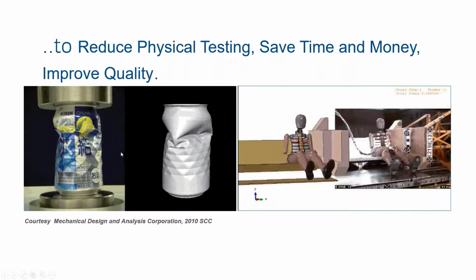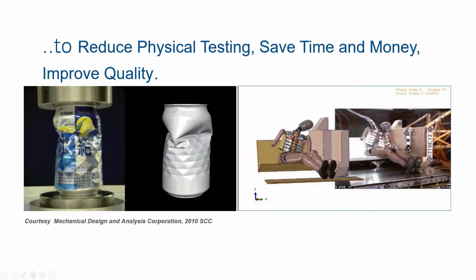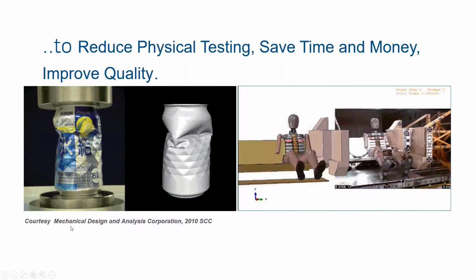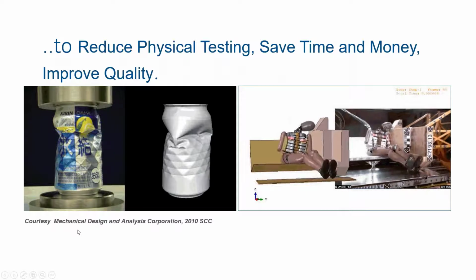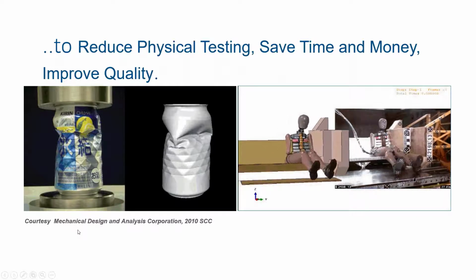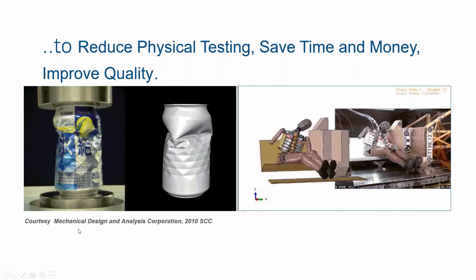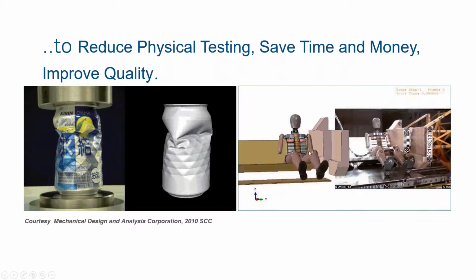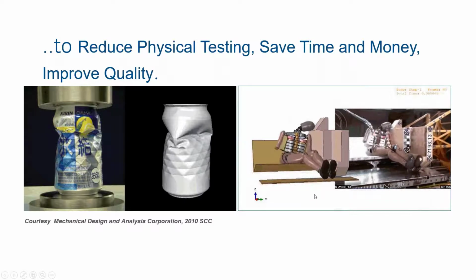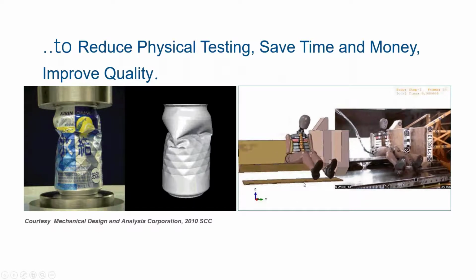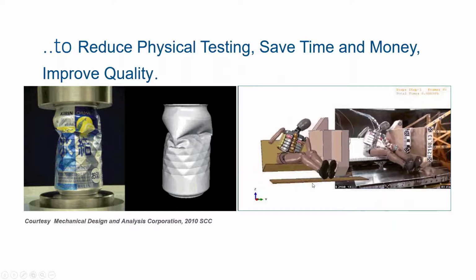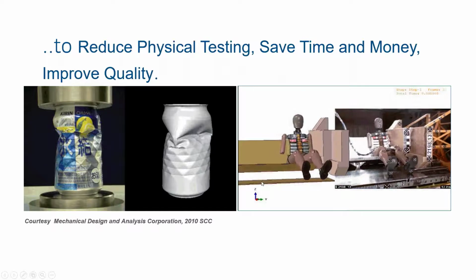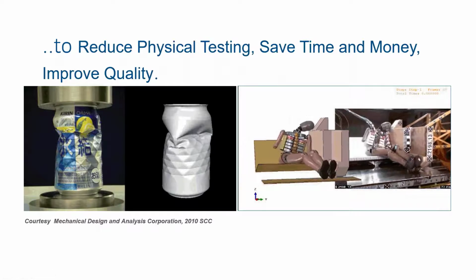And with a target to, of course, reduce physical testing and as such save time, money, and improve quality. What we see in the current examples here are, on the left-hand side, a buckling analysis presented by Japanese consultancy company Mechanical Design and Analysis Corporation. And on the right-hand side of the picture, we see the side impact of a crash dummy, obviously for improving the passenger safety for all of us when traveling in cars around the world.